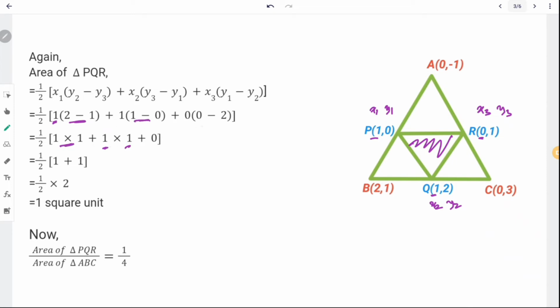Then again, this 1 is outside. 0 multiplied by anything is 0. So if we add these two, we're going to get 2, and if we divide, we're going to simply get the area of this triangle PQR to be equal to 1 square unit. The last part was they were asking us to find a ratio. So the smaller divided by the larger, and what do we get? The smaller has area 1 unit, and the bigger one 4. So the ratio between the triangles is how much?